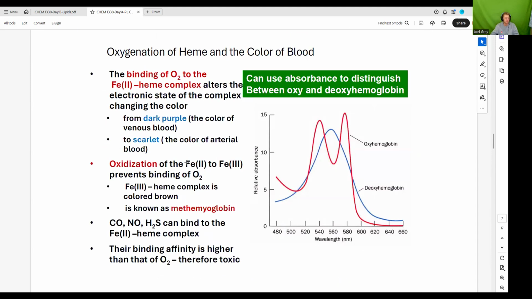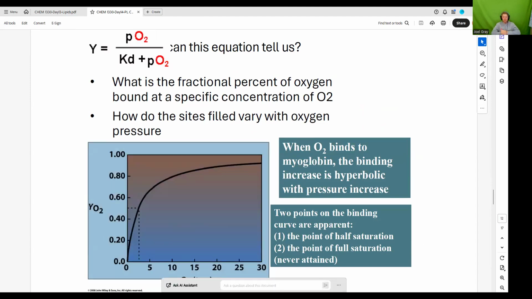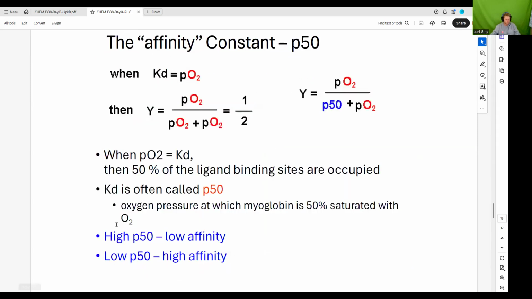Now, next up, I want you to understand this right here. This is an oxygen binding curve. And what this is going to tell you is the amount of oxygen that's required to get a protein to be 50% saturated. And this is what is known as a P50. Now, different proteins have different P50s, but this is an important general rule.